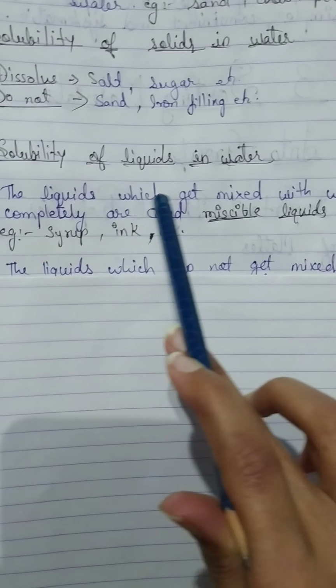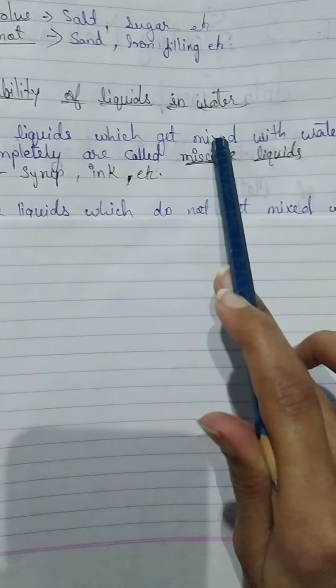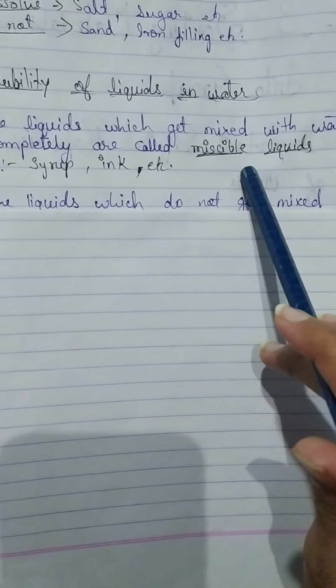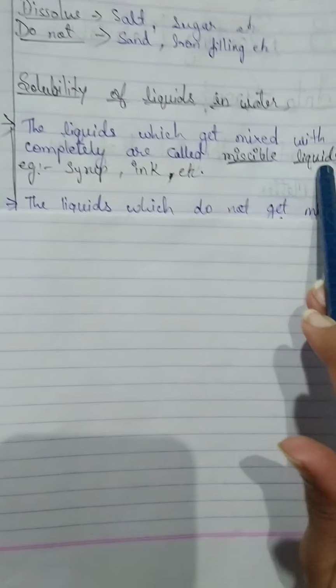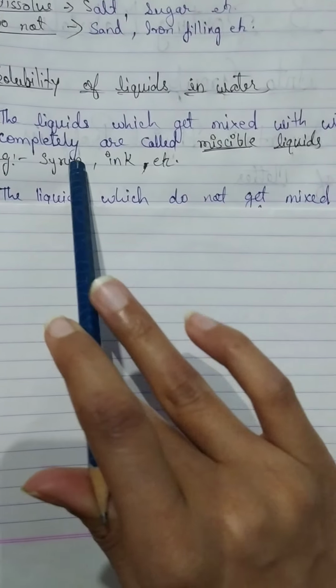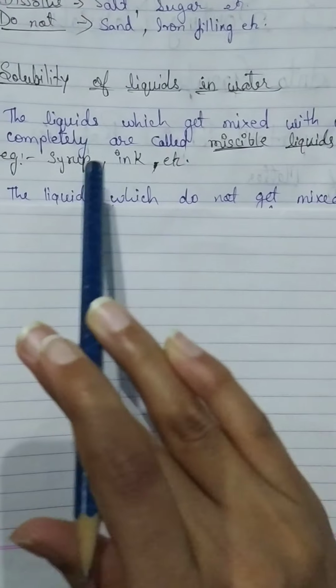The liquids which get mixed with water completely are called miscible liquids. What are they called? Miscible liquids. Examples: syrups, ink, etc. They are all liquids, and when you add them into water, what will happen? They will easily get dissolved into it.